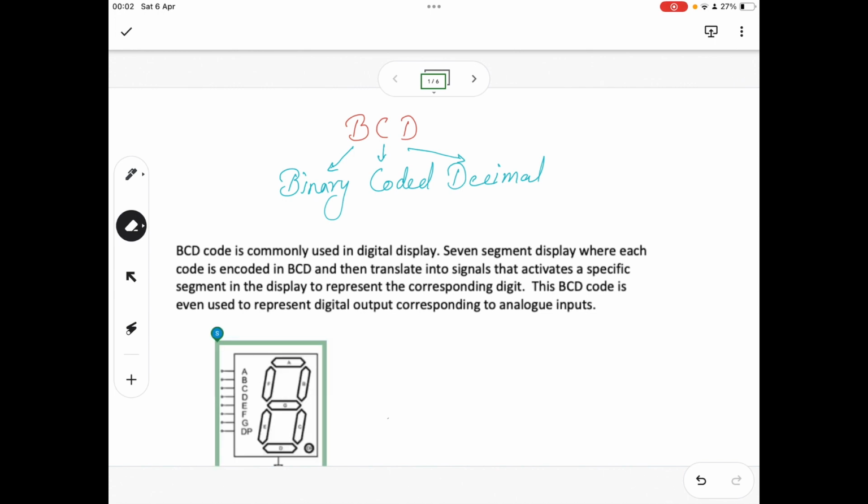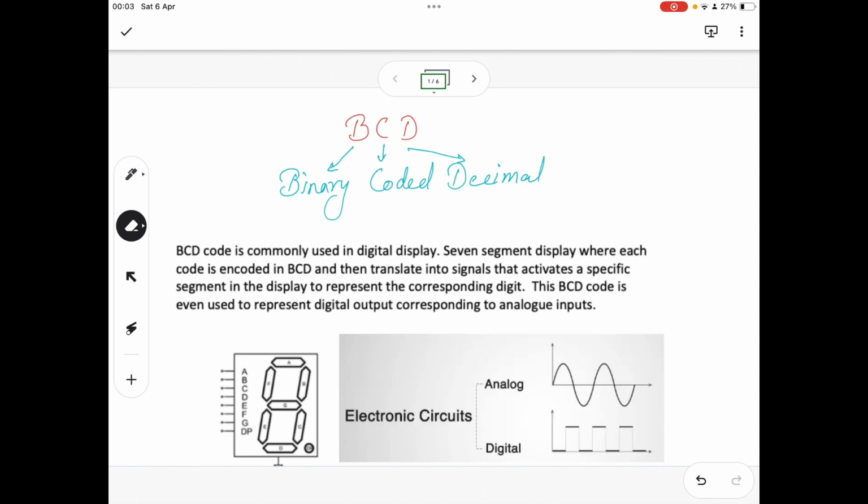BCD is not only used in 7-segment displays, but also in converting analog to digital signals. We have already seen what an analog to digital signal looks like. So this is how it is commonly used.